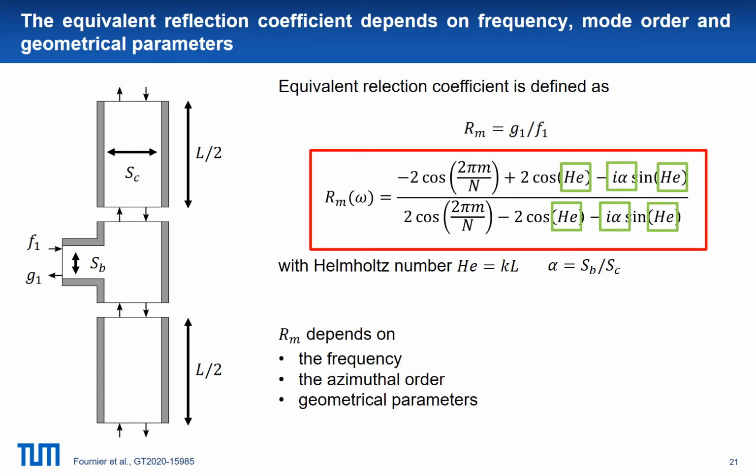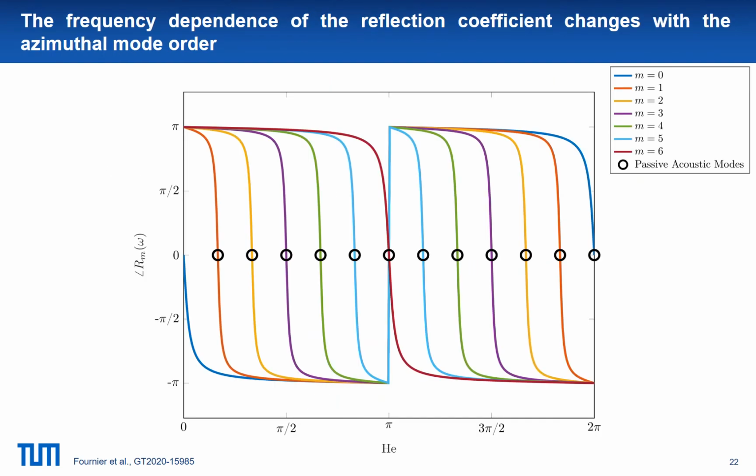We can prove that the gain of the reflection coefficient is 1. However, the phase is not trivial. We can see that we have a frequency dependence, and the phase of the reflection coefficient also changes with the mode order. For example, the axial mode m equals 0 starts at phase 0, and all other modes start at phase pi. They have the same pattern, switching from pi to minus pi and crossing the 0 line exactly at the location of the passive acoustic modes of the annular chamber.